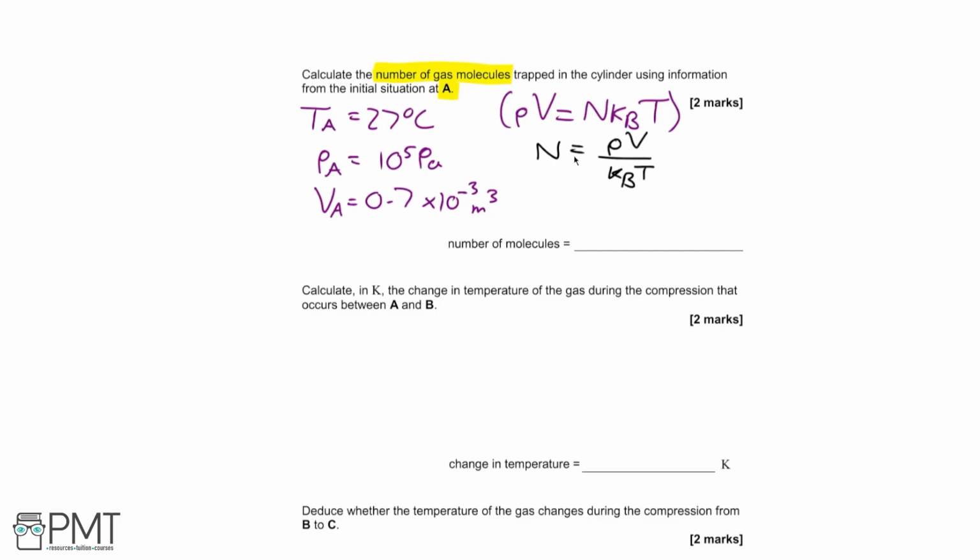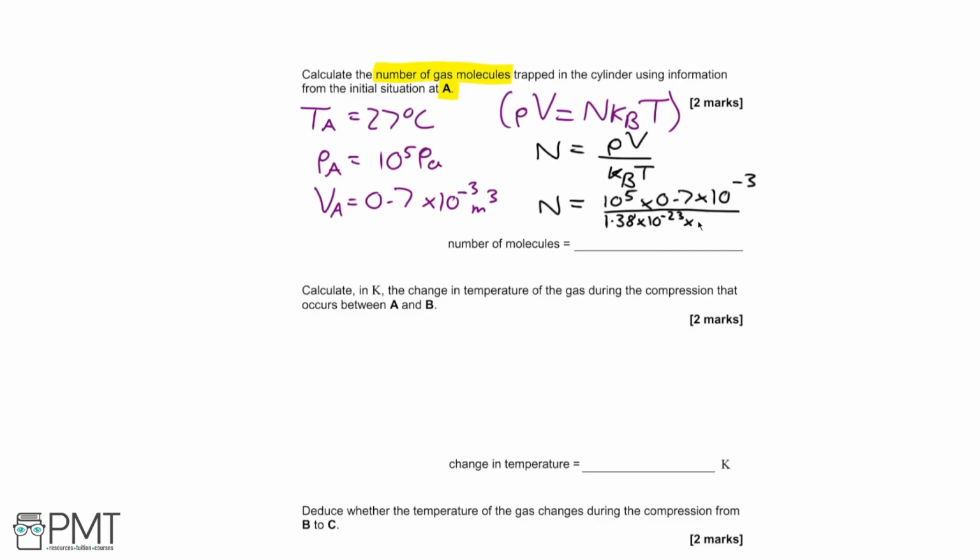We then substitute values in for T, PA, and VA. So the number of gas molecules is given by 10 to the 5 multiplied by 0.7 times 10 to the minus 3, and make sure to include the units when you do this. So include that 10 to the minus 3 that was noted in the volume axis. On the bottom, we have the value of Boltzmann's constant, which is a constant given to us in the data sheet, which is about 1.38 times 10 to the minus 23. And then we need to include the temperature.